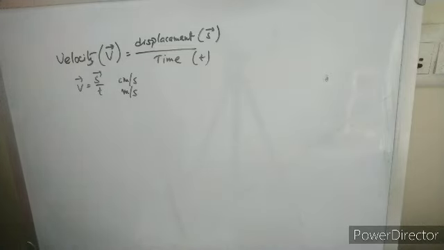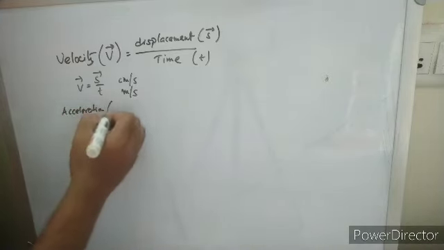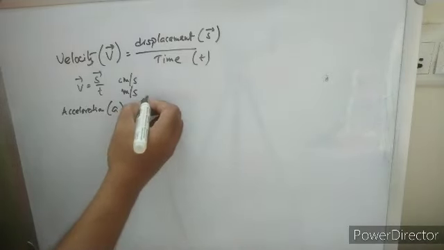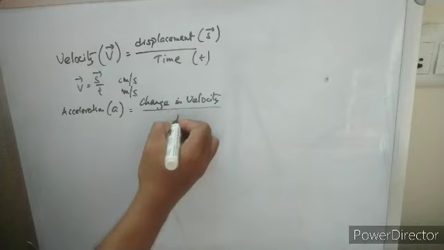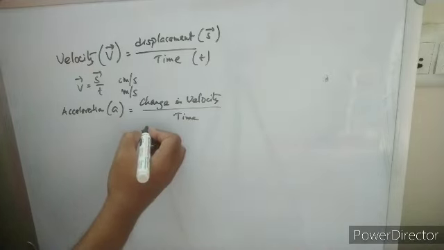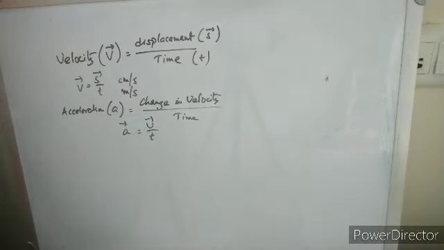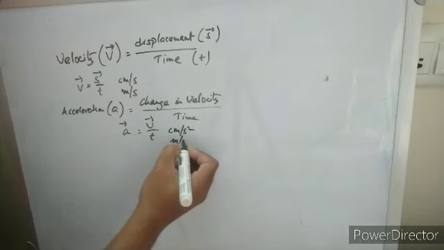Now come to acceleration, that is a, or deceleration minus a, or retardation minus a. Acceleration or deceleration is nothing but the change in velocity divided by time. So a equals v vector by t is the formula of acceleration. What is the unit of this in the CGS system? It is centimeter per second square, and in SI it is meter per second square.